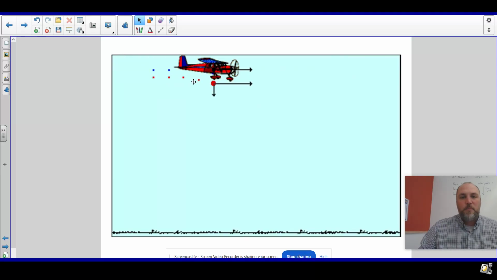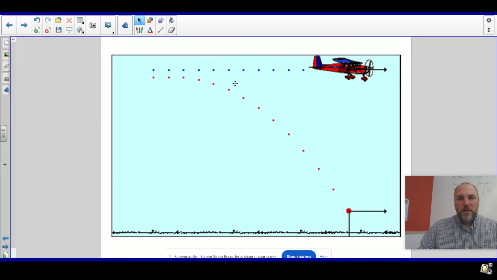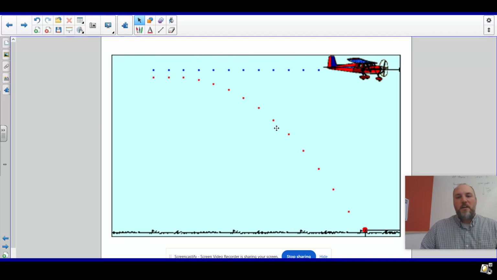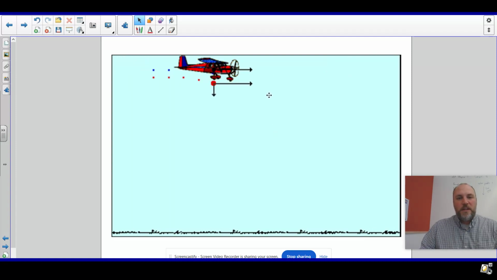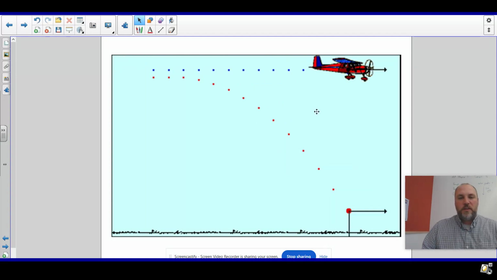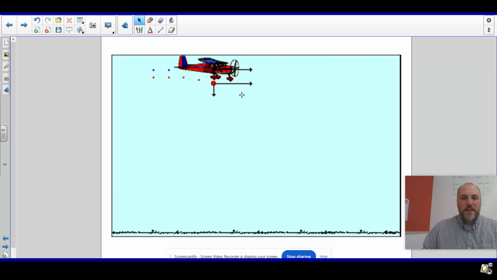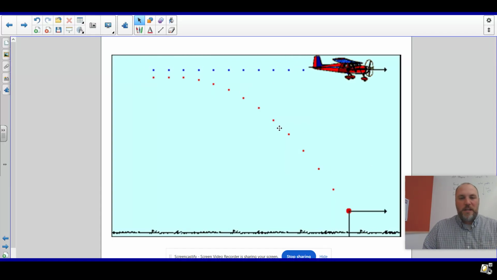So we can look at a motion diagram where we look at the horizontal spacing of both the red and the blue dots, and they're equal because it's moving horizontally at a constant speed, but we see the vertical distance increasing because that object is accelerating downward.